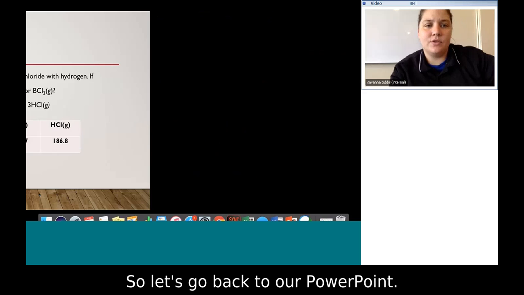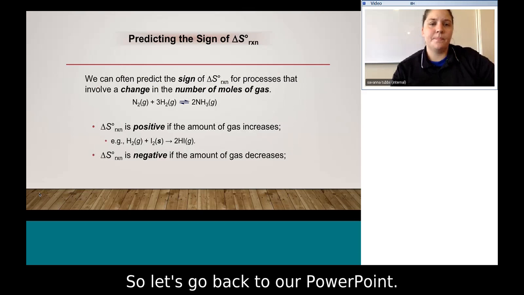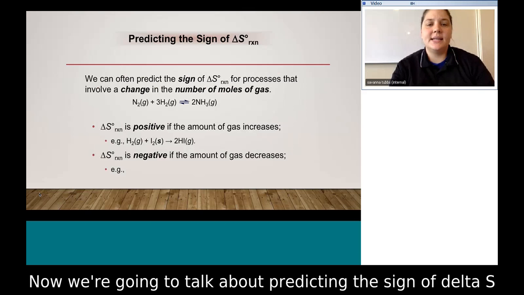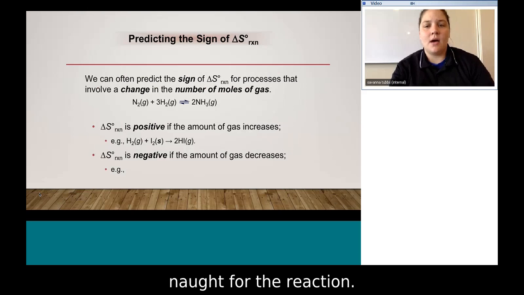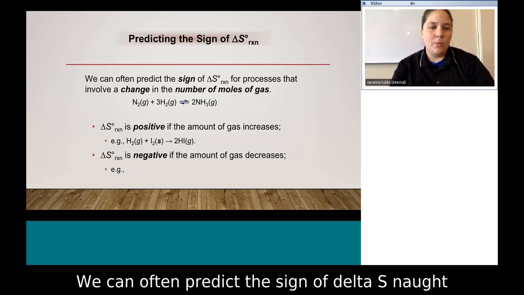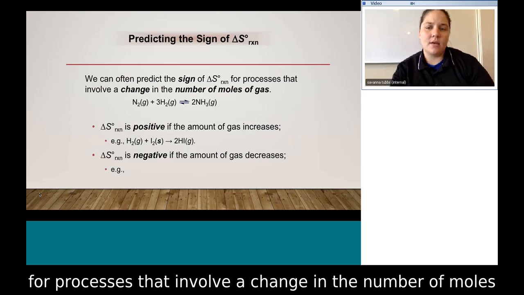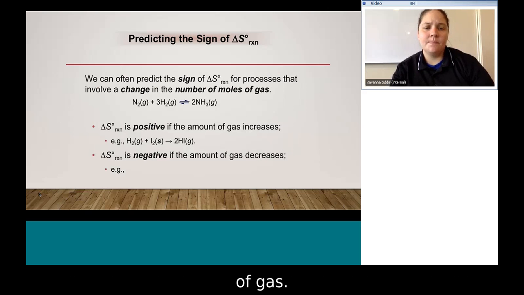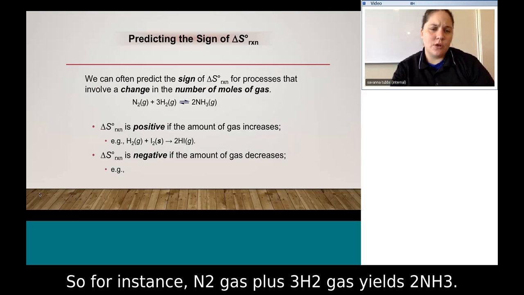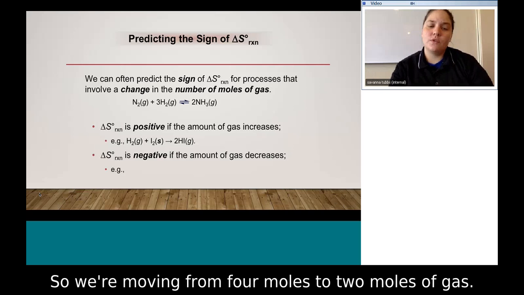So let's go back to our PowerPoint. Now we're going to talk about predicting the sign of delta S naught for the reaction. We can often predict the sign of delta S naught for processes that involve a change in the number of moles of gas. So for instance, N2 gas plus 3H2 gas yields 2NH3. So we're moving from 4 moles to 2 moles of gas.